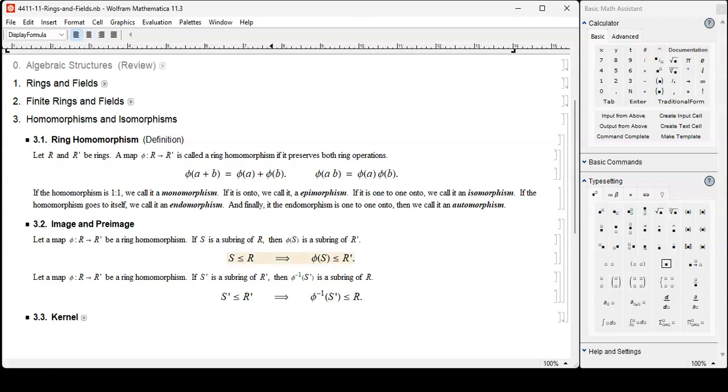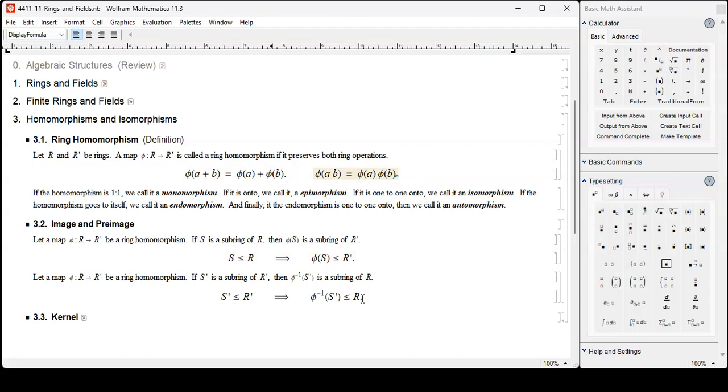Under a ring homomorphism, a subring S of R is sent over to the image phi of S in R prime, and the image is also a subring. How do you prove that? Well, that's left to the students. You can do pretty much the same thing as you did in group theory, except that you'll have to do it twice. One for addition and one for multiplication. Good luck.